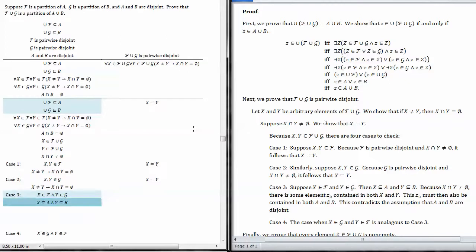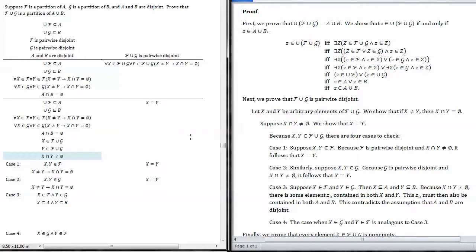Okay, so if x is in F, and the union of F is A, that tells me that x has to be a subset of A. All right. And similarly, y has to be a subset of B. I'll let you think that one out a little bit more.